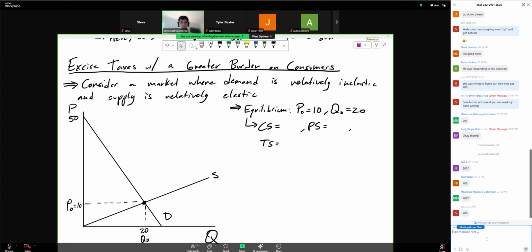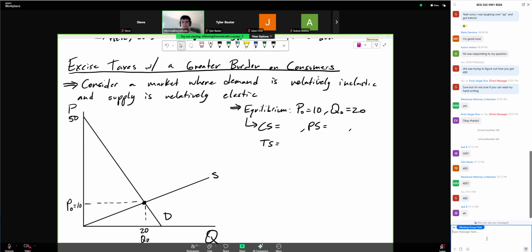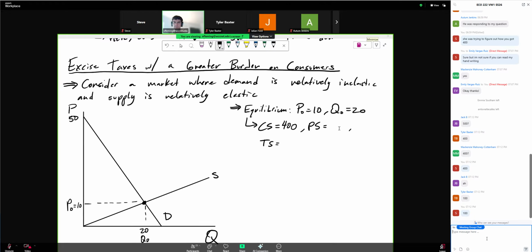Anyone with consumer surplus? Jack, I think you missed one step. Yeah, 400. Okay. You just missed the subtracting 10 part, right? So consumer surplus is the area between demand and the price up to the number of units sold. So here it's going to be 40 times 20 divided by 2, that's 400. And then what about producer surplus? What do you get for that? Producer surplus. Anybody? Did I do that right? Yes. 100. Sweet. Okay, good. And then that means that total surplus is trivial. It's just the addition of the two.